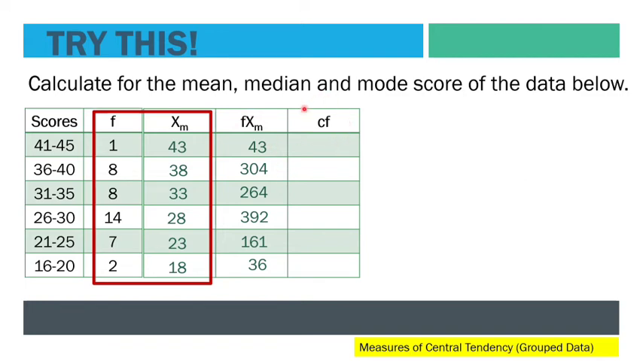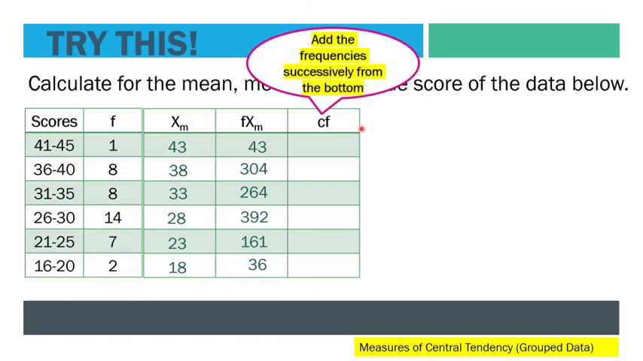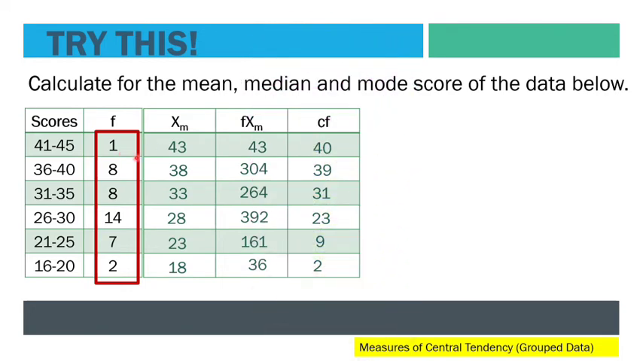Finally, for the cumulative frequency, remember, the cumulative frequency is obtained by adding the frequencies successively from the bottom. So these are the frequencies. We have to focus our attention on the frequencies, and let's start from the bottom. So we will copy 2 here, and then we will add 2 and 7, we will get 9. And then 9 plus 14, that's 23. 23 plus 8, that's 31. 31 plus 8, again, that's 39. And finally, 39 plus 1 will give us 40. So we have now completed these columns. And take note, the last entry for our CF here is equivalent to the total frequencies of our data.